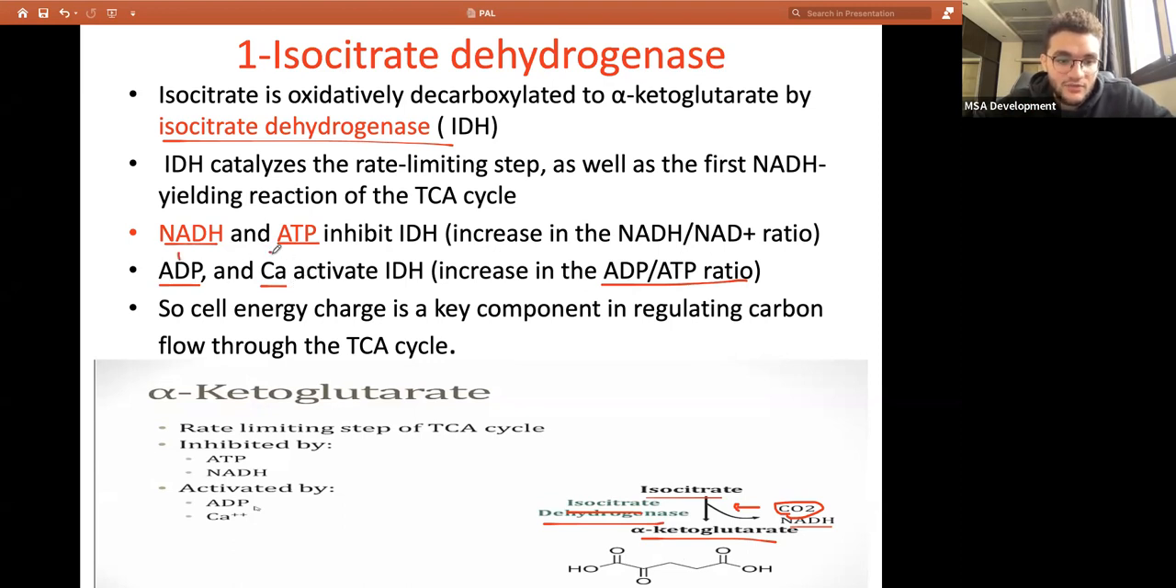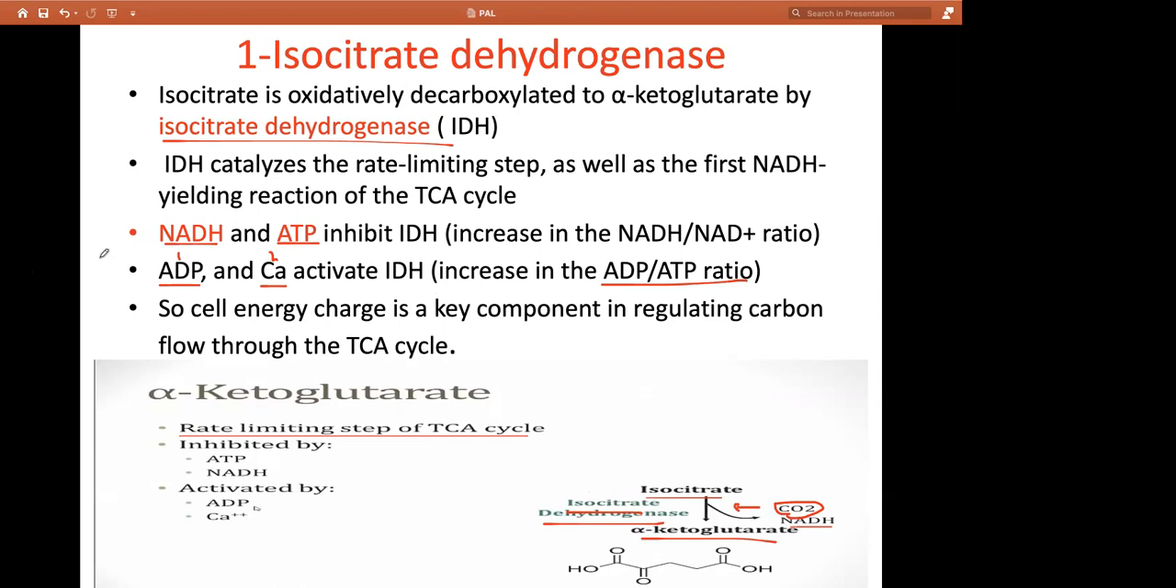Now, the second one, which is calcium. Calcium, obviously, we know causes muscle contraction, right? And for muscle contraction to occur, you need a lot of ATP. So if you need a lot of ATP, it's going to stimulate this reaction. That is why ADP and calcium both stimulate this reaction. Meanwhile, NADH and ATP inhibit this reaction, all right? So this step is very important because it's the rate limiting step. Is everything clear about this step?